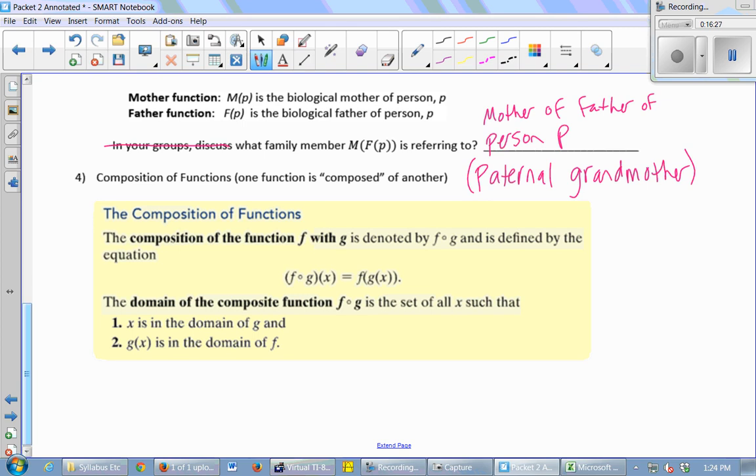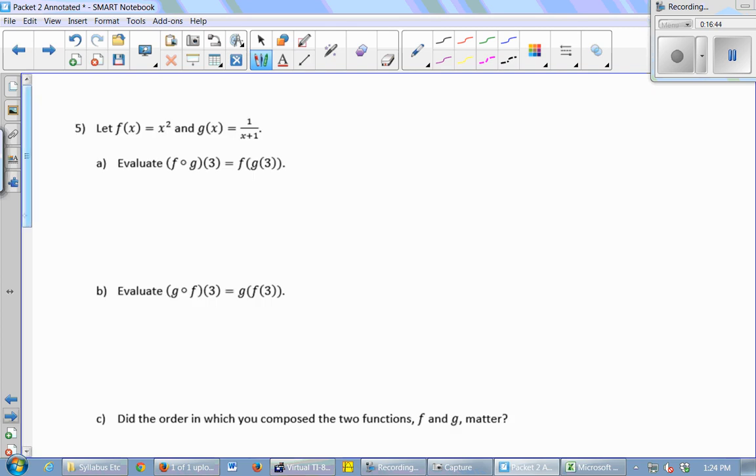If you want to find the domain of a composite function, x has to be in the domain of g, right? You have to be able to plug x into g, and then everything that you can get out from g has to be able to plug into f. So we'll do an example and it'll get clearer. It will, I promise.